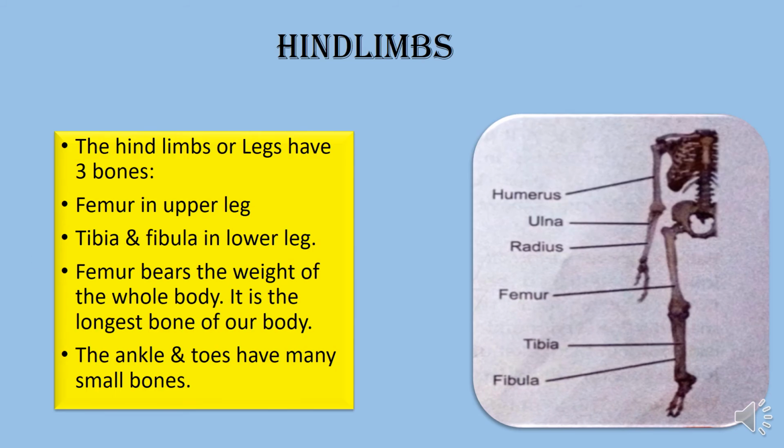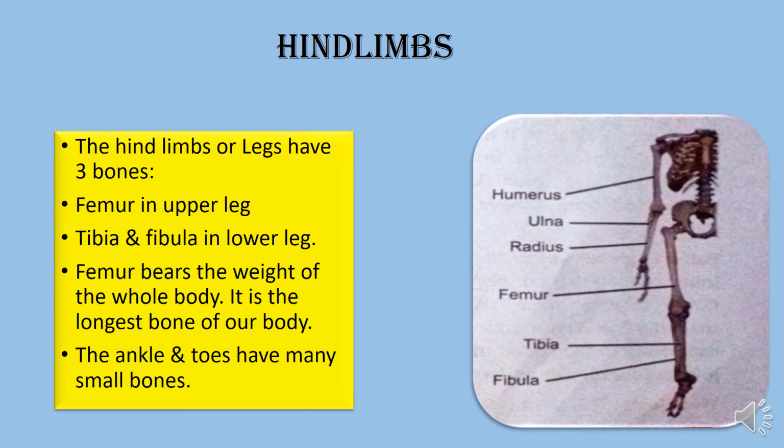Now, let's see about hind limbs. The hind limbs or the legs have 3 bones. Femur in the upper leg and tibia and fibula in the lower leg. So, 3 bones are there in our hind limb section also. The femur is in the upper leg, that is on the thigh side, and tibia and fibula are on the lower side of the leg.